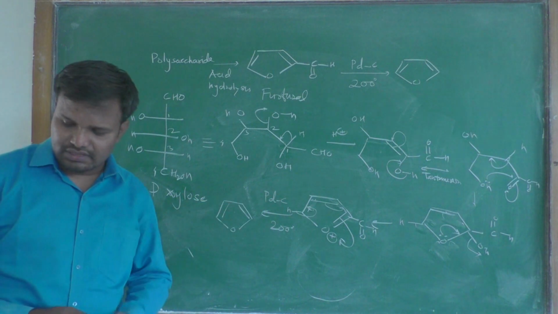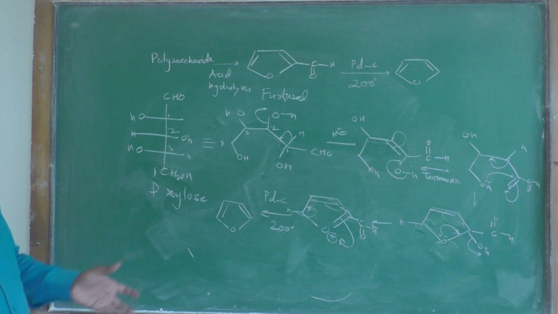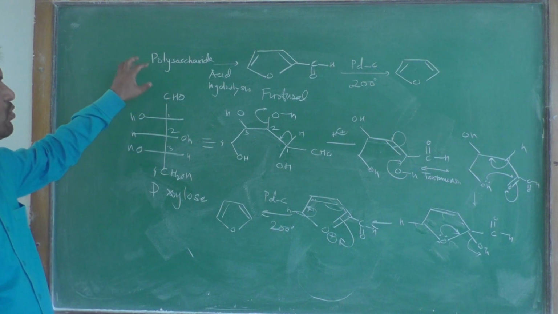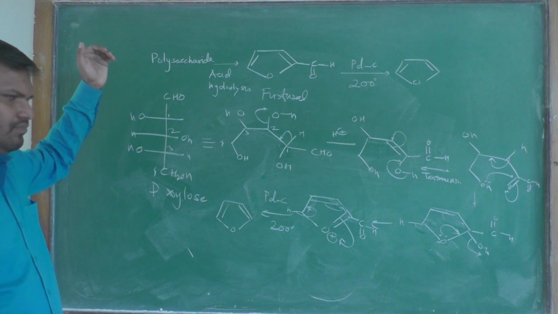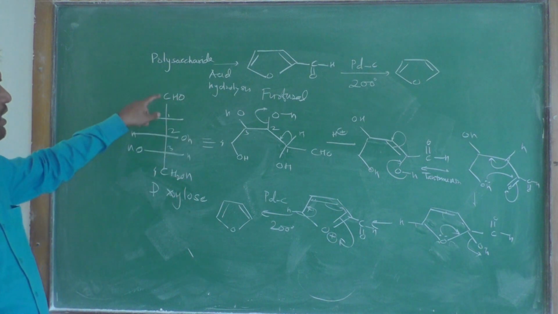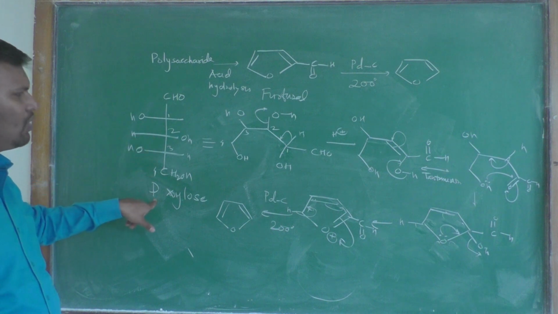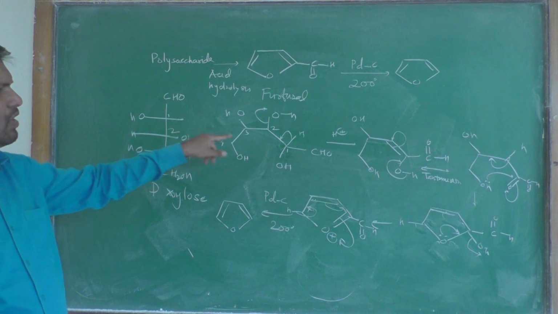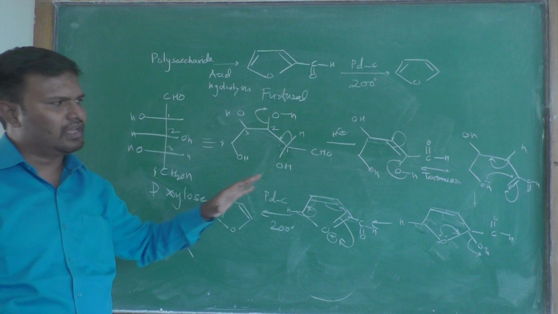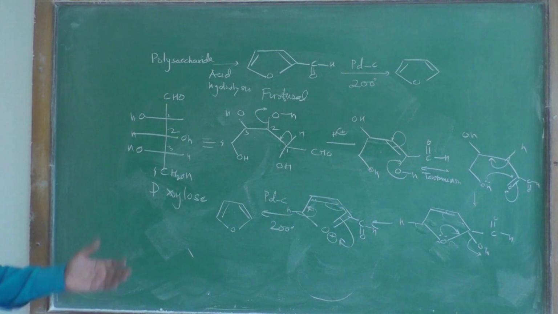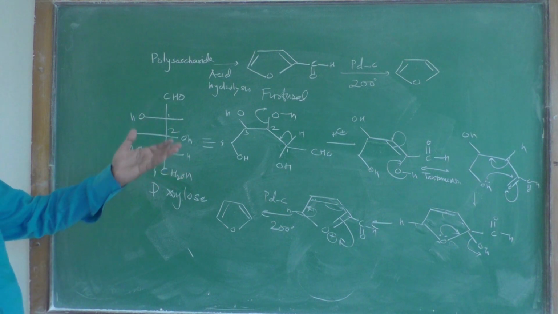Okay, this is the second type of synthesis, from the polysaccharide pentose type of aldose compound. The aldehyde is there, a pentose aldose type of compound. That compound's name is D-xylose, and we have written the D-xylose in this form. By following this mechanism, you will obtain the furan from the perfuran.